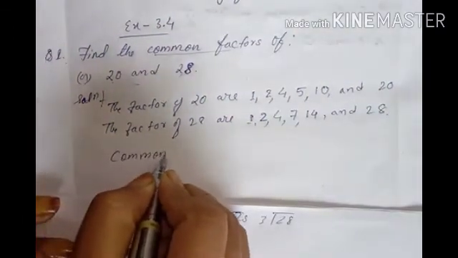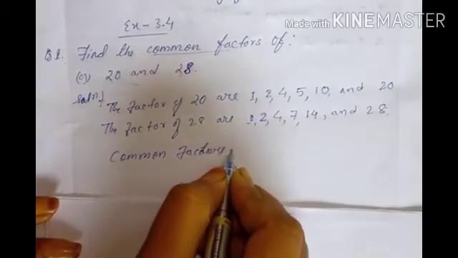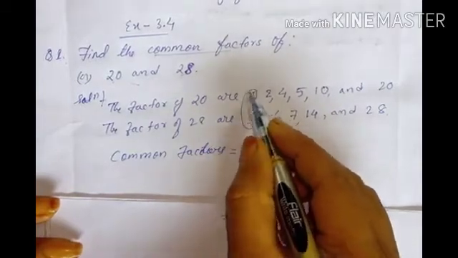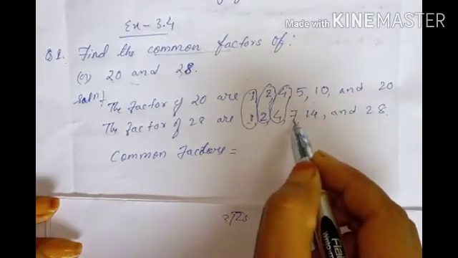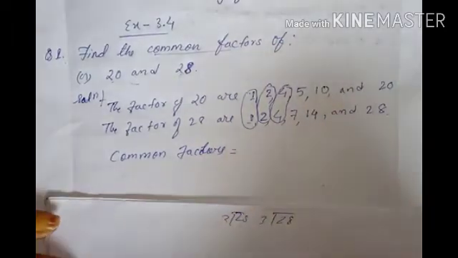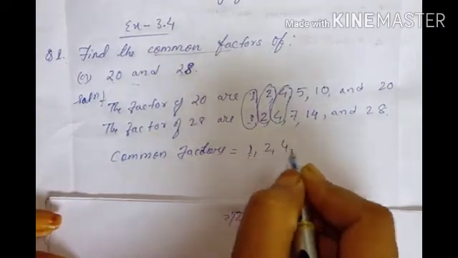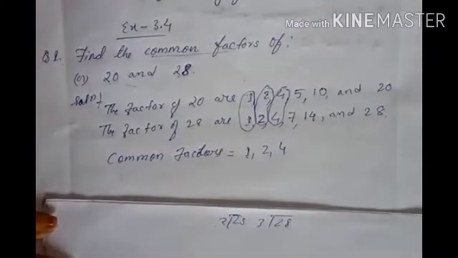Now you have to find the common factor. What is common here? 1 and 1, 1 is common. 2 and 2 is common, and 4 and 4 is common. Is there any other number which is common? No. So what are the common factors? 1, 2 and 4. So the common factors are 1, 2, 4. You can simply write it like this.